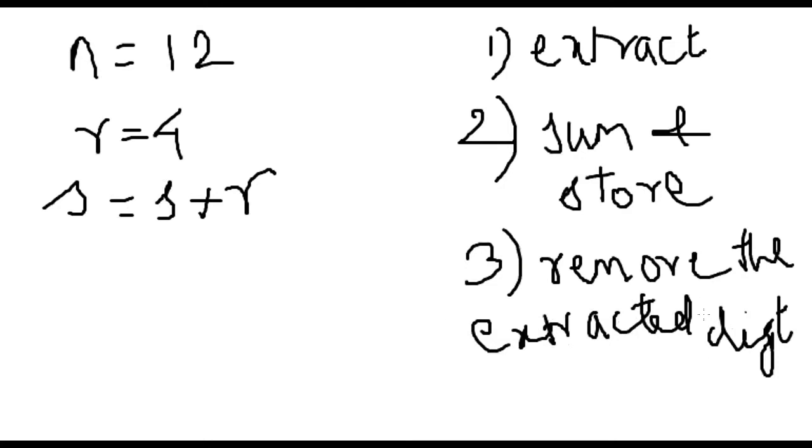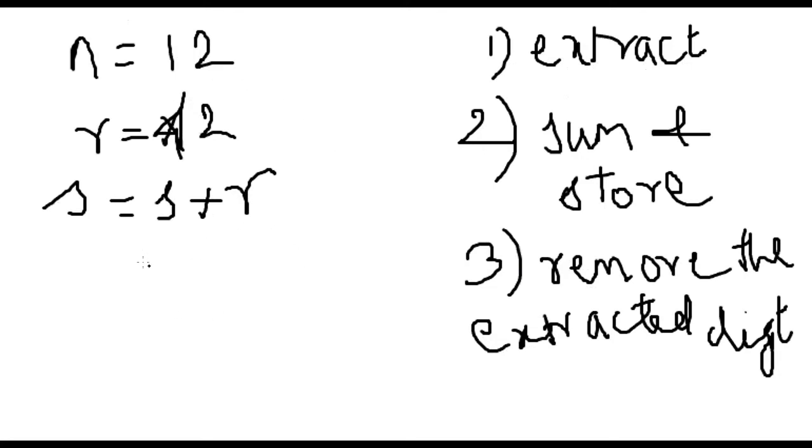So 4 has been removed, and because of that we have 12 over here. How we extract and how we remove, I'll discuss later. Now, again, we have to extract 2. This is actually inside a loop, so after this third step, we will go back to the first step again. In the first step, it will again extract the rightmost digit, which is 2. 2 will be extracted and stored in r. So r has a new value, 2. And this value will also be added into variable s. So this is how it will continue.